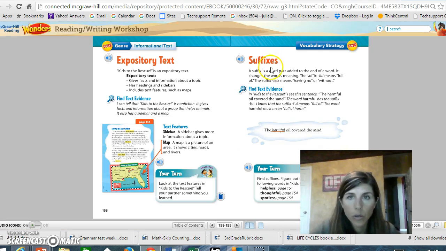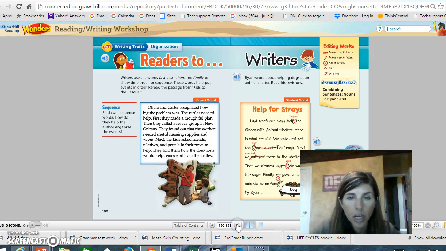Let's see here. Ooh, let's go to our book. Here's some more time order words. Writers use the words first, next, then, and finally to show time order or sequence. These words help put events in order. And this paragraph has some. So we've been working on those, and I'd like you to use those in your writing.